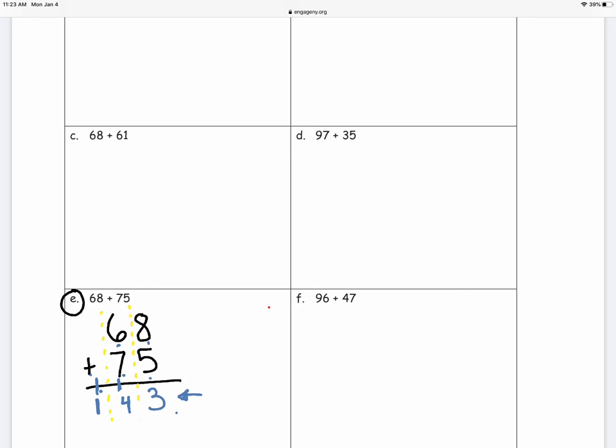All right. Let's do one last one together. And then you're going to finish up this page on your own. Let's go back up here to D. So we're all going to stack these up. 97 plus 35. Make sure that your 1s are on top of your 1s and your 10s are on top of your 10s.